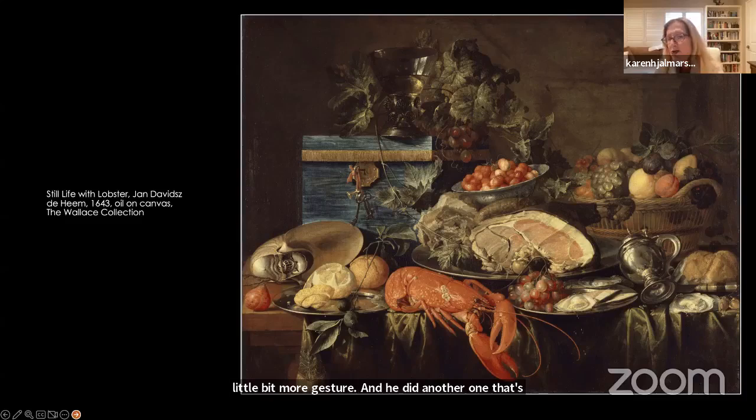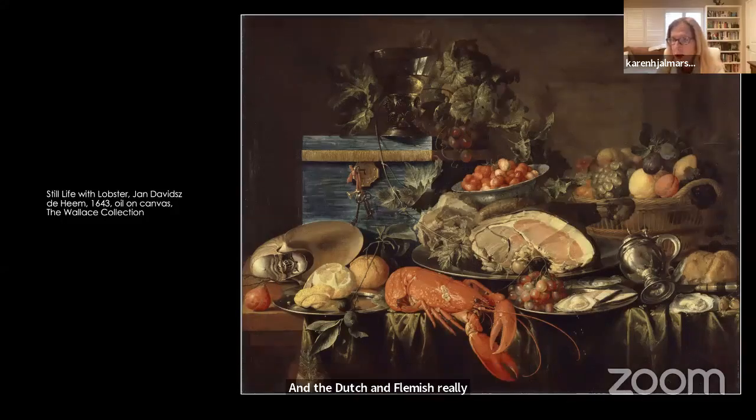And this shows the bounty of the Dutch economy. What do I mean by that? Well, they were on the sea, the North Sea, and Antwerp and Amsterdam. And so they were bringing these crustaceans from the sea, the bounty. We have a nautilus shell. And the Dutch and Flemish really prized nautilus shells. They actually created drinking goblets from them. I will show you one a little bit later. I believe it's Willem that has the nautilus shell in one of his paintings.